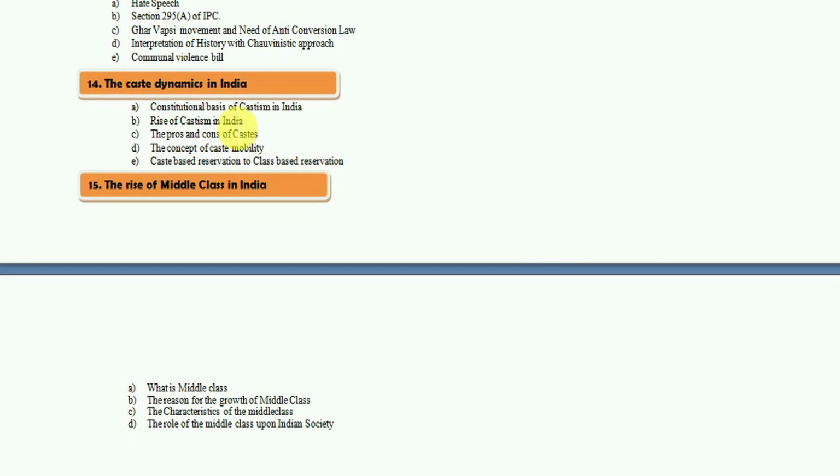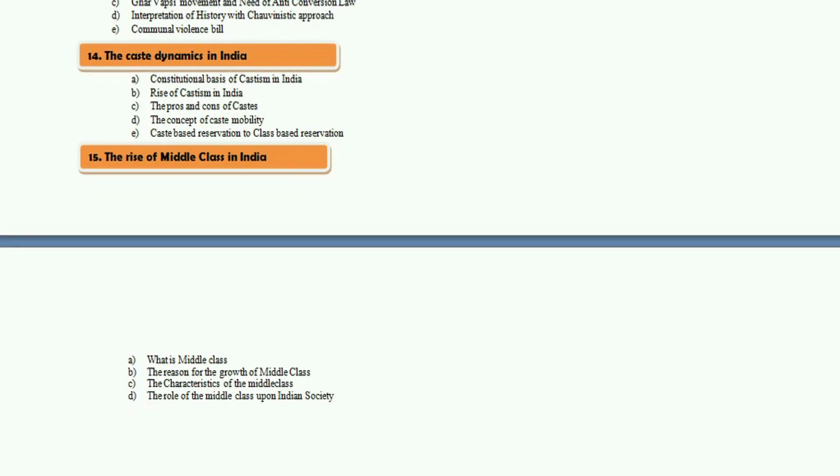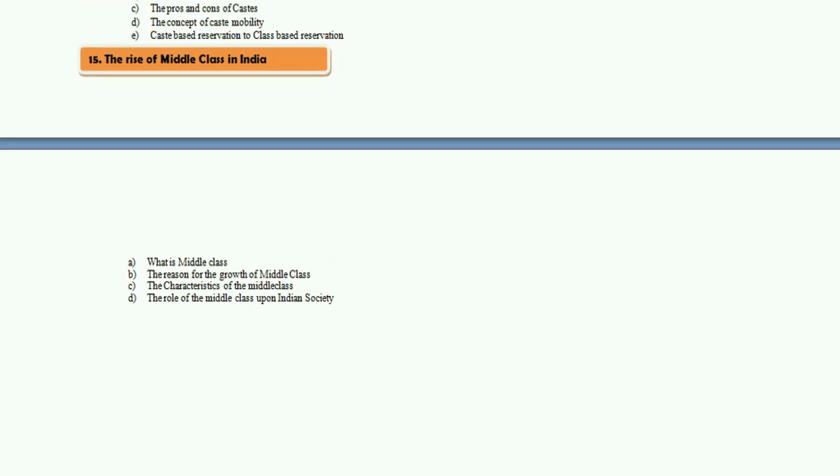So here we are supposed to understand the constitutional basis of casteism in India, the rise of casteism in India, particularly during the British period, the pros and cons of casteism in India, the concept of caste mobility, that is both the horizontal mobility as well as the vertical mobility. Besides that, the caste-based reservation. There's a need of shift from caste-based reservation to class-based reservation, and how we see that. So all these things we are supposed to read as a part of the caste dynamics of India.